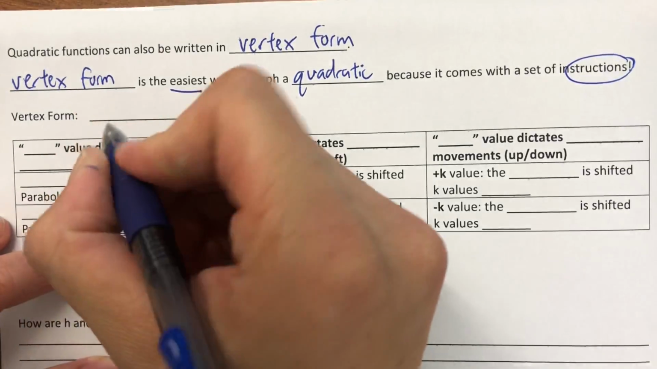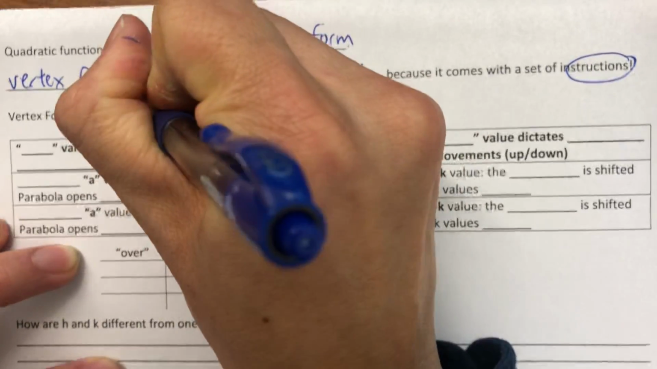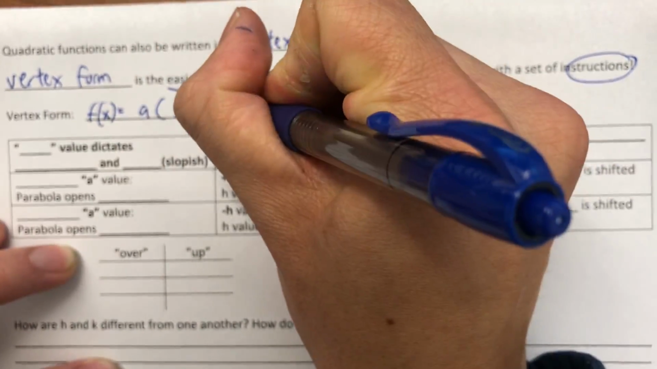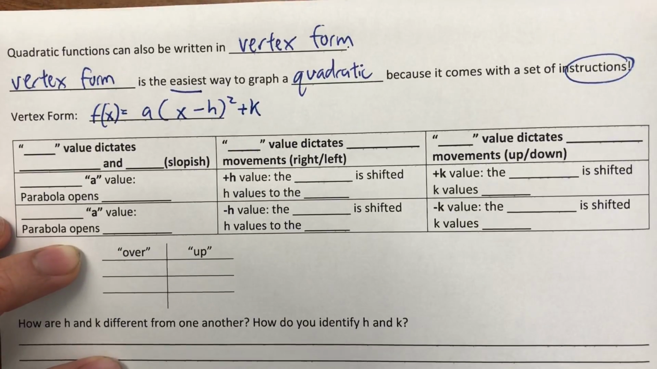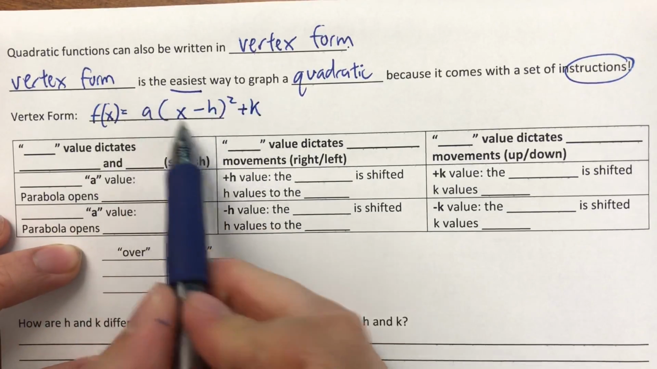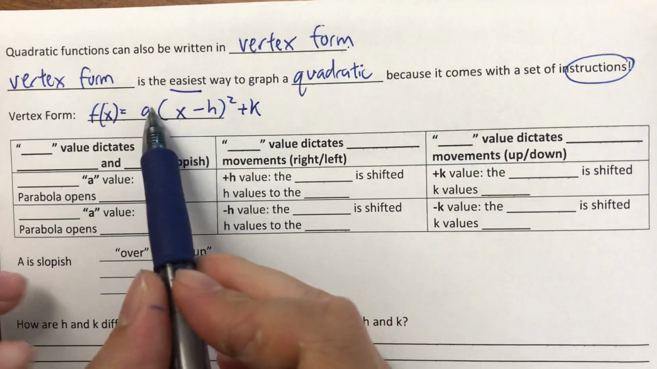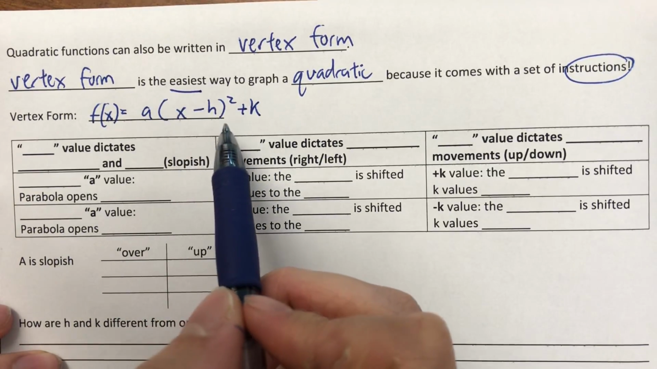Yay! So vertex form looks kind of funky. It looks like this: f of x is equal to a times parentheses x minus h squared plus k. So here's our setup. It looks a little bit weird, but in your future math classes, you will see it a lot more often. Transformations are useful for parent functions.